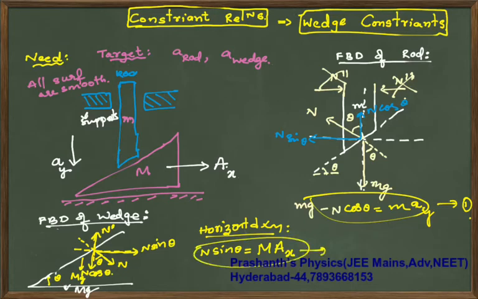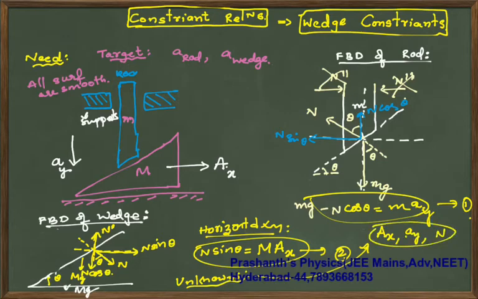This is equation number 2. Now, what are the unknowns in these two equations? Your unknowns are capital AX, small ay and capital N. You have 3 unknowns and 2 equations. So to solve 3 unknowns, obviously you need 3 equations, but you only have 2 equations.